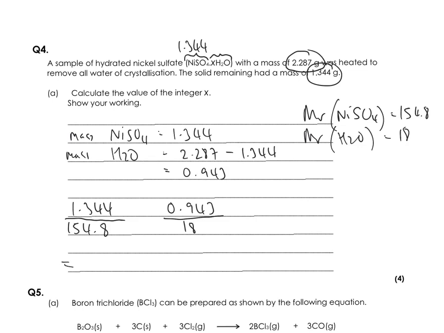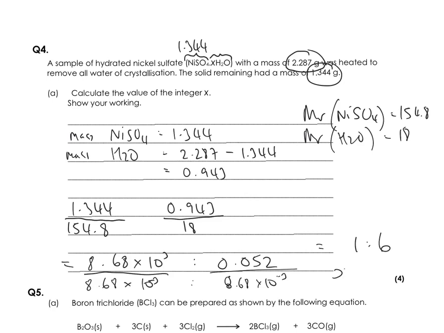So that then gives us a ratio of 8.68 times 10 to the minus 3 to 0.052. And if we divide both sides by the smallest number, 8.68 times 10 to the minus 3, that then gives us a ratio of 1 to 6. So x equals 6. Make sure that you don't just leave it as 1 to 6. It asks you to calculate the value of the integer x. So you've got to finish by writing x equals 6.